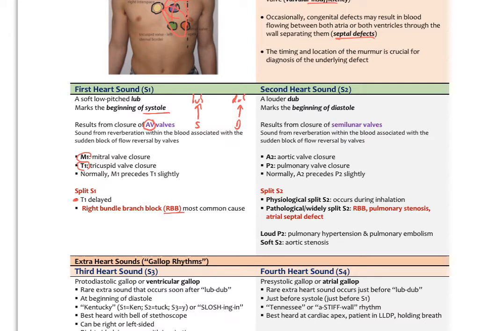So that's the first heart sound. The second heart sound, the dub, would mark the beginning of diastole. This is the closure of the semilunar valves.